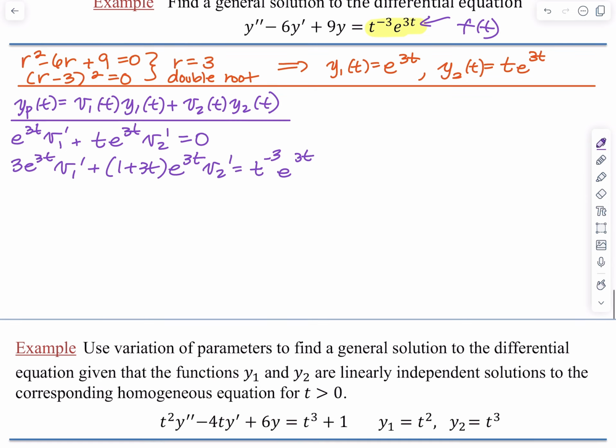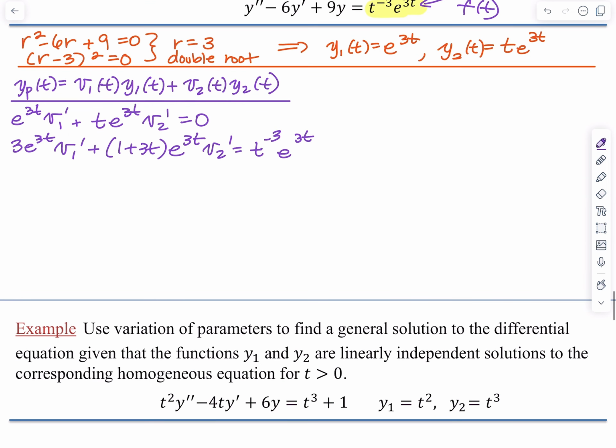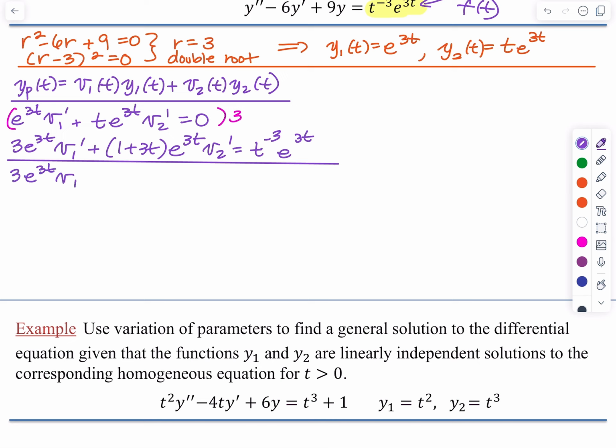Okay, we are going to subtract the first equation from the second one after we multiply that first equation by a 3. So let's go ahead and multiply this first equation by a 3, and we have 3e to the 3t v1 prime plus 3te to the 3t v2 prime is equal to 0. And then we will have our second equation, and we're going to be subtracting that first equation from the second equation.